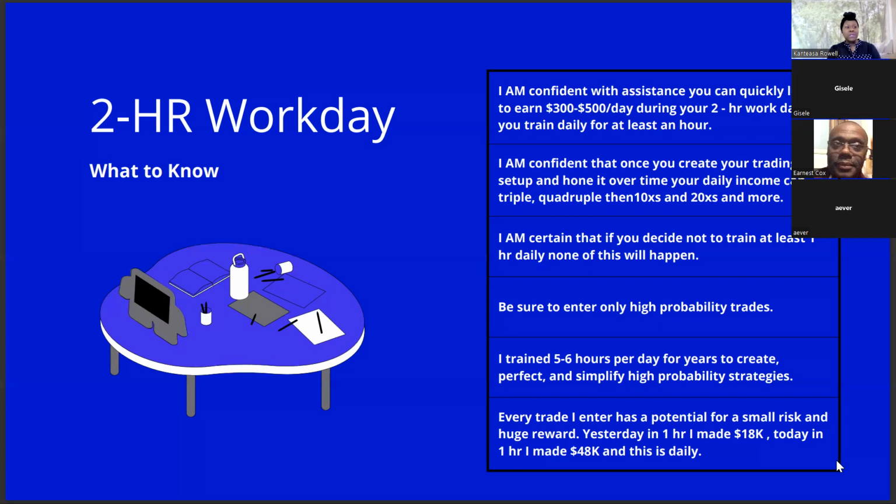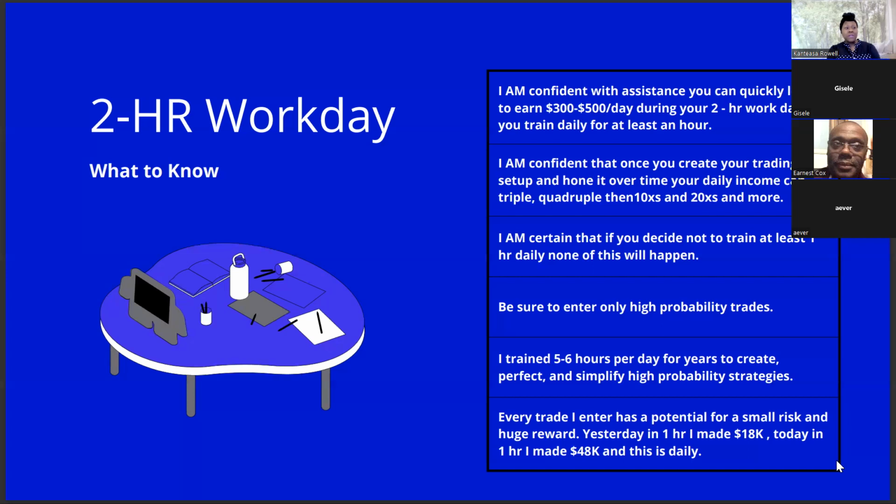So be sure to enter only high probability trades. I personally trained 5 to 6 hours per day for years to create, perfect, and simplify high probability strategies. Now that I've simplified them, I can share them with whomever and help you reach your goal a whole lot sooner than it took me.